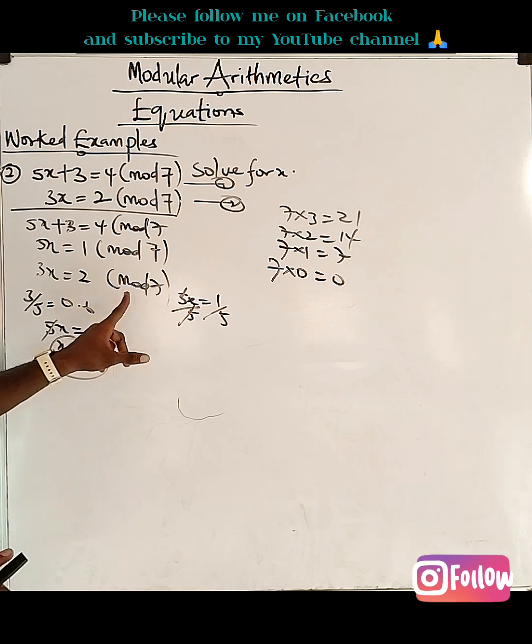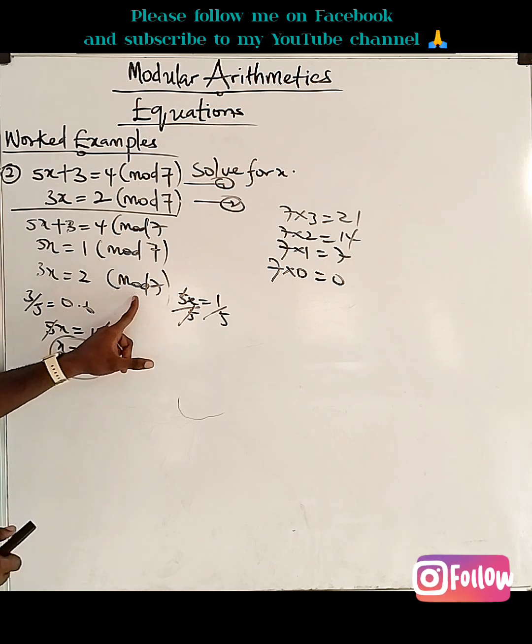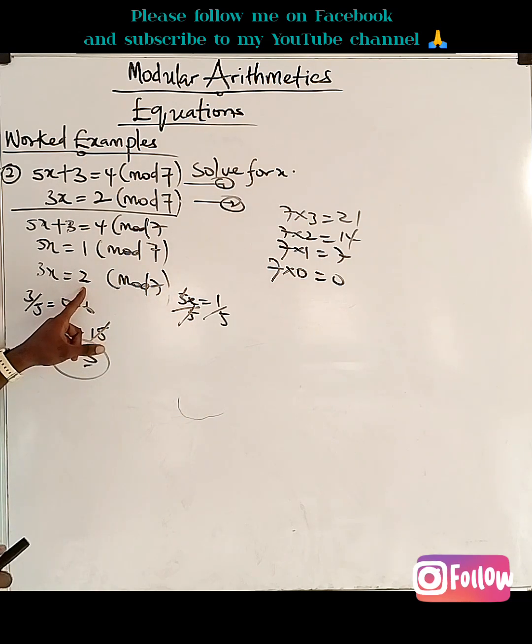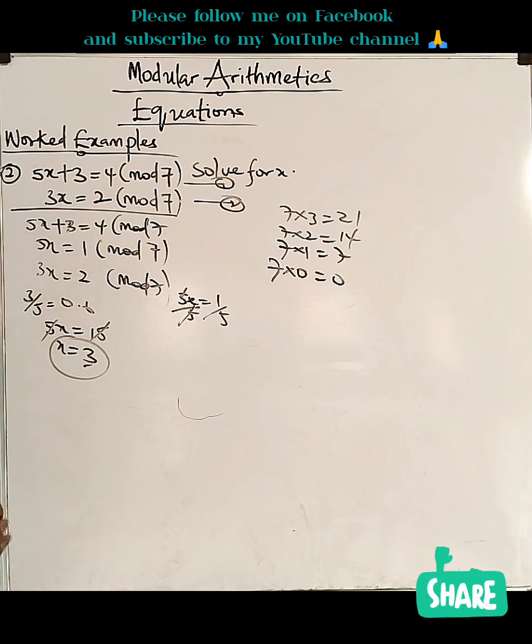So we can also do the same thing. We can also check this. We could start with this. Let's use 7. 7 plus 2 is 9. 3x equals 9. Divide both sides by the coefficient of 3. So 9 divided by 3 is 3. So what do we have? x is equal to 3. 5 times 3 is 15. 15 divided by 7 is 2 remainder 1. 1 modulo 7. So x is equal to 3. That's what we are looking for.